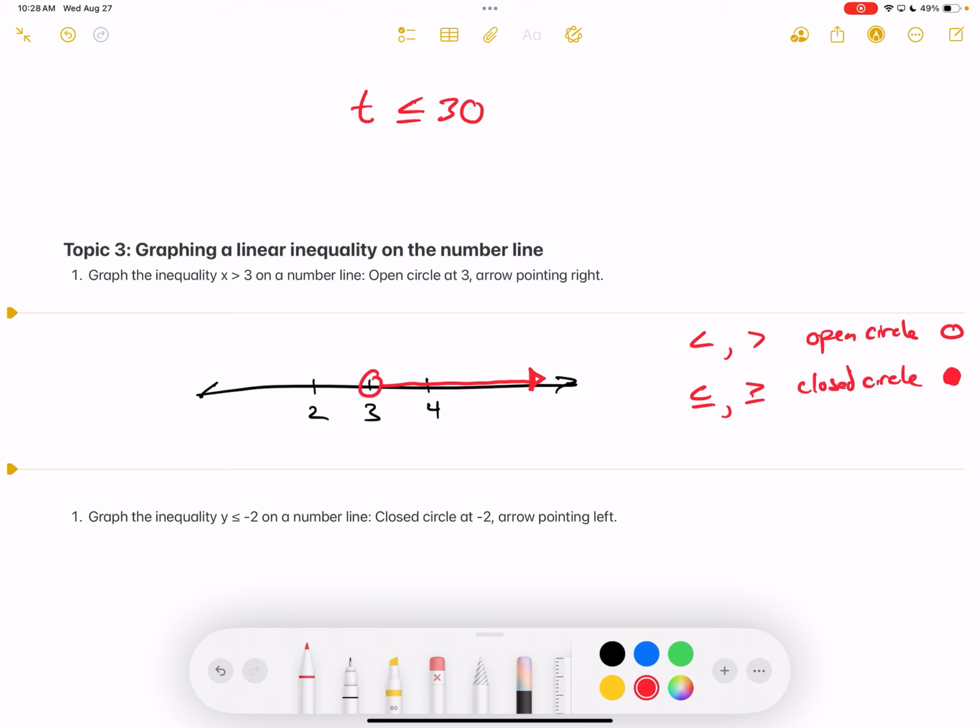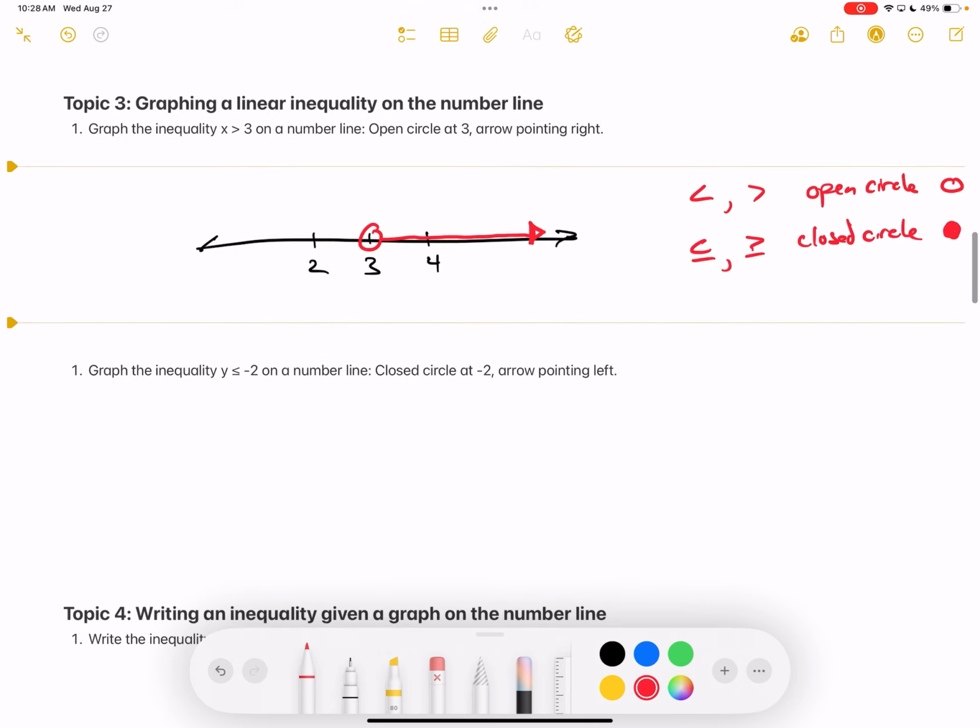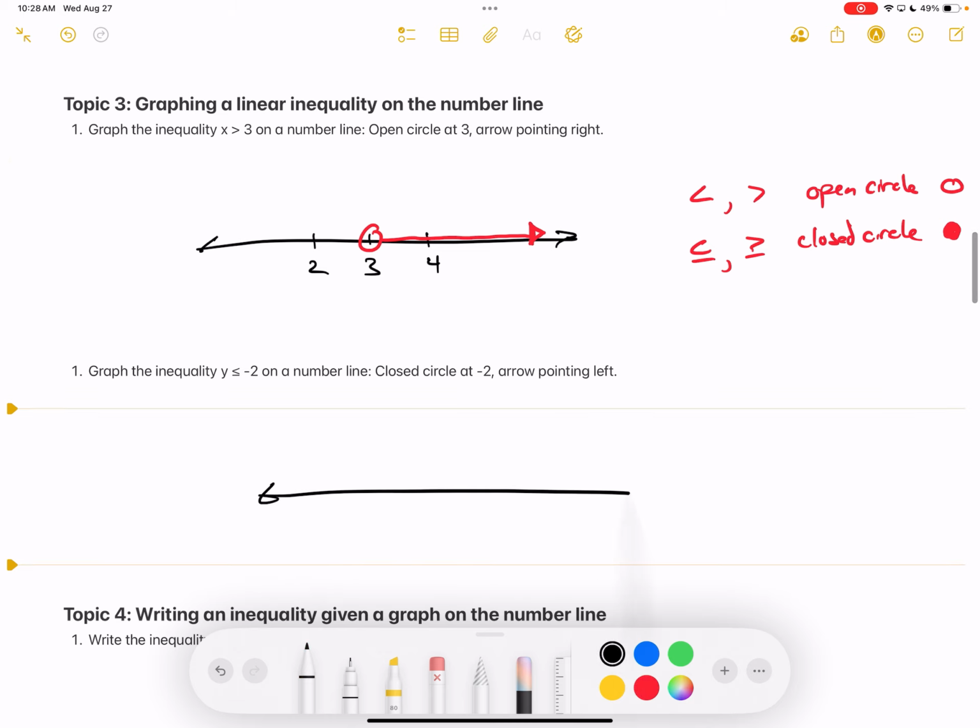And that's the same way. This is just a visual representation of that. They mean exactly the same thing. So on this one, -3, -2, -1. This one is y is less than or equal to -2. Since it's less than or equal to -2, I do a closed circle, and my arrow is going to go to the left. It's going to go to the smaller numbers.